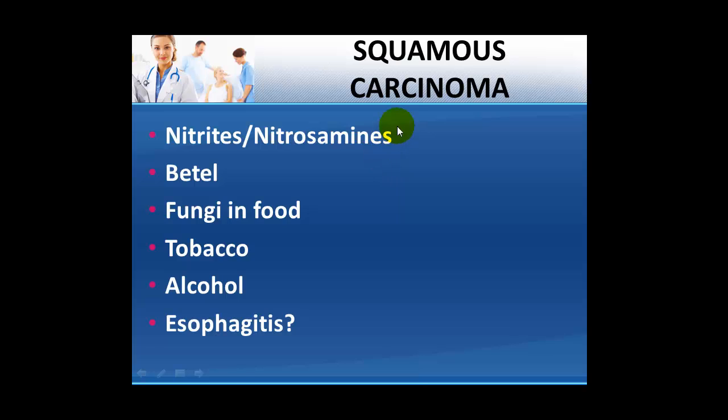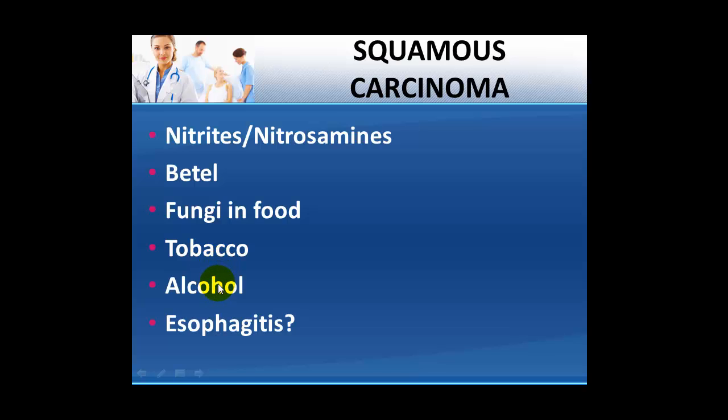Coming to squamous cell carcinomas of the esophagus, common things which can lead to squamous cell carcinomas are nitrites and nitrosamines. Betel nut is something which is quite implicated in the causation of squamous cell carcinoma. Certain fungi in the food, tobacco, again our old friend and an enemy, right? So this is something which is going to be seen in a lot of cases of squamous cell carcinoma.